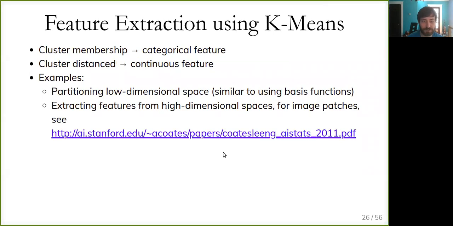All right. I already briefly mentioned feature extraction using k-means, so I don't want to go over this too much again, but there's a reference to a paper from 2011, where someone replaced some convolutional neural nets on CIFAR by doing k-means clustering. I thought it was quite interesting then, and I think it's still interesting as an example of how to do feature extraction using k-means.